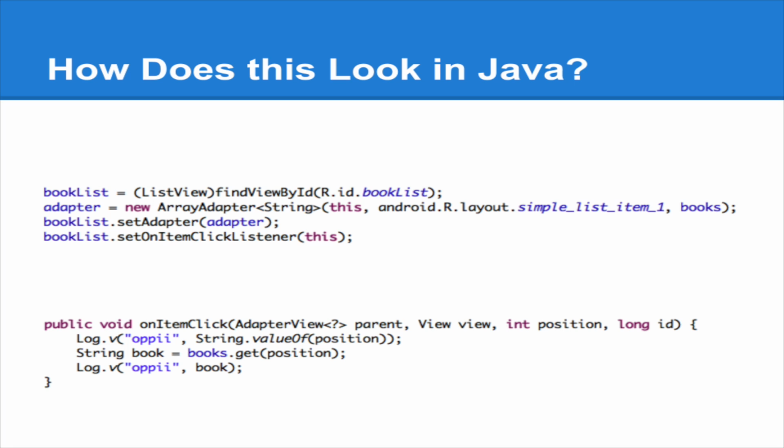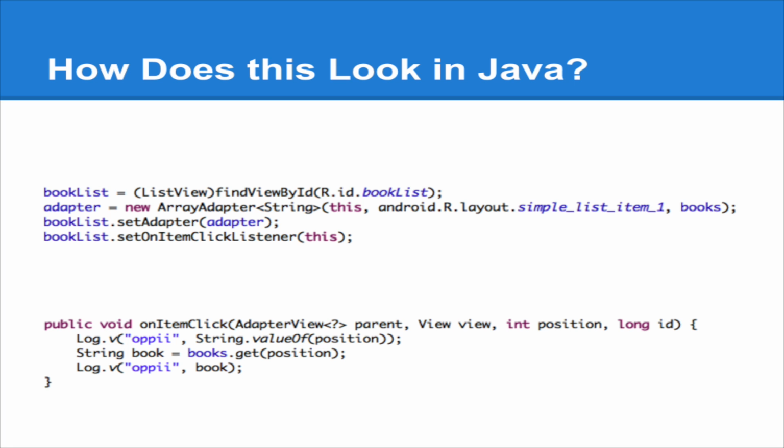So let's have a look at this one. Okay, so this is how we set up our lists. Okay, so we find our list view, find view by ID. We've always done that, haven't we? We create a new array adapter, and can you see the three parameters? This, the Android layout we want to use, simple list item 1, which is the default one. So answer some of your questions. We have to create custom ones. And the data source, which is our books array. We set the adapter, we set an item click listener, and that's it.